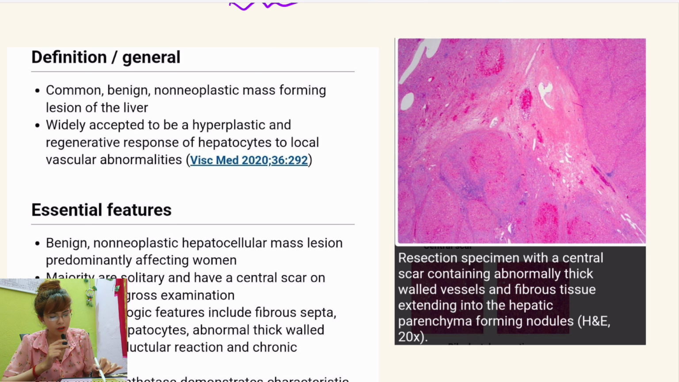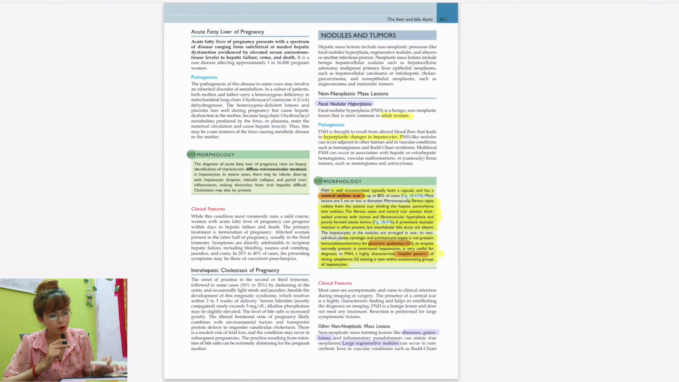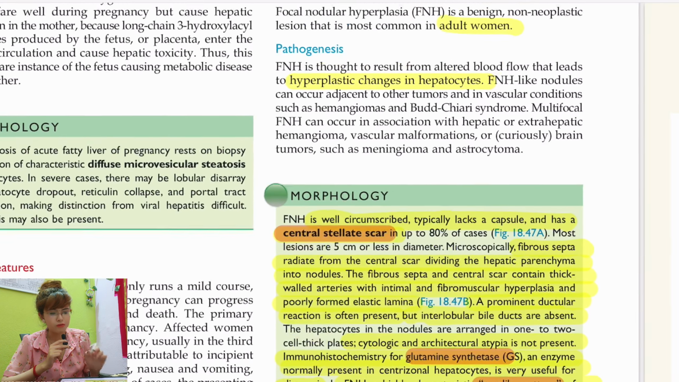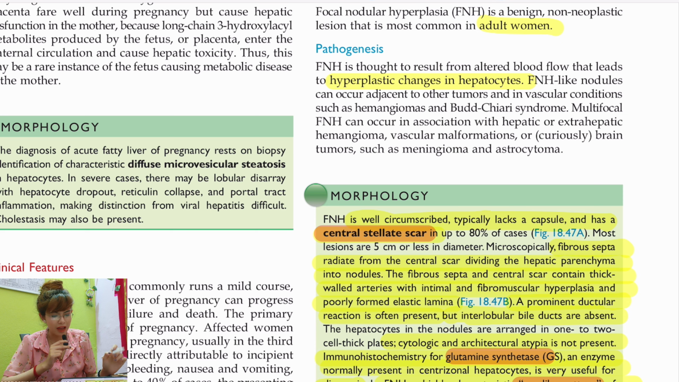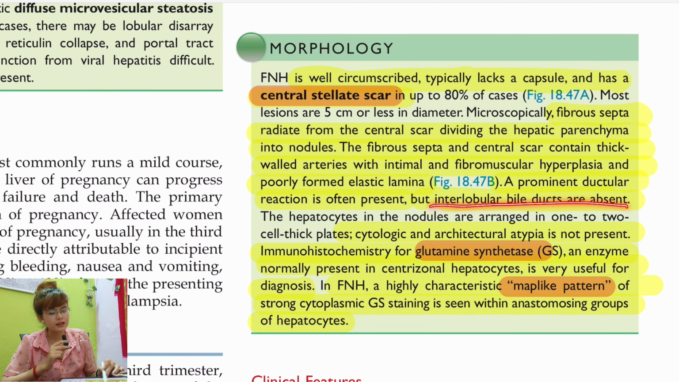So important MCQ point number 1, number 2 is that it is common in females, and a prominent ductular reaction is often present, but the interlobular bile ducts are absent. Cytologic and architectural atypia is not present because it is non-neoplastic. And very important point, immunohistochemistry for glutamine synthetase is very useful for diagnosis. Glutamine synthetase is an enzyme normally present in the centrizonal hepatocytes, and therefore this is very useful for the diagnosis of FNH. So this is again an important MCQ point.